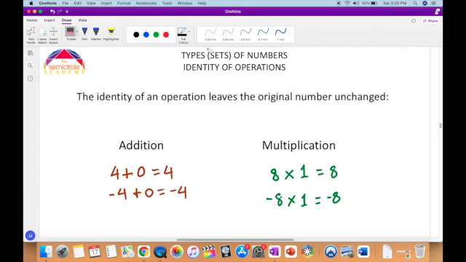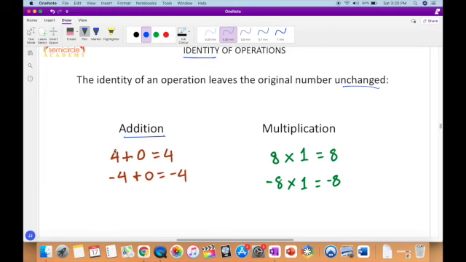But now each operation has its own identity. So what does identity mean? The identity of an operation leaves the original number unchanged. What does that mean? So let's talk about the operation addition, right? So for addition, we see that we have the number 4. But if we add the number 0, right? That 4 remains unchanged. Nothing happened to the 4. Yeah? So we have a negative 4, and if we add a number 0, or even if we minus 0, nothing will happen. The number remains unchanged.